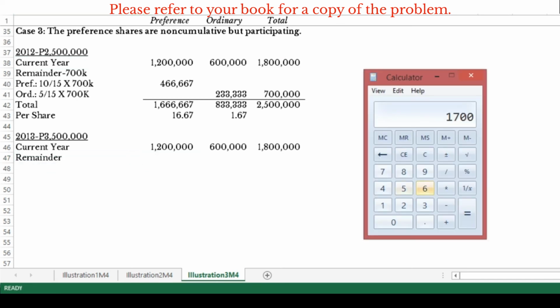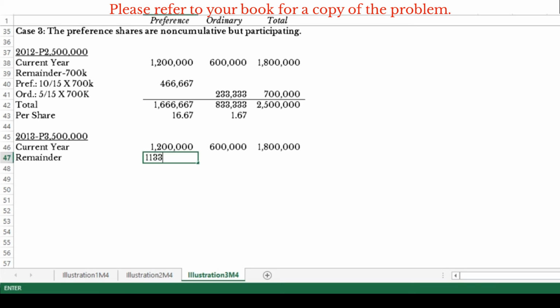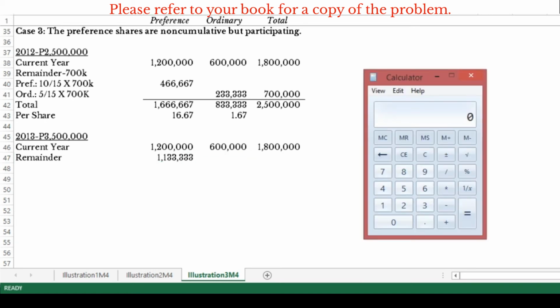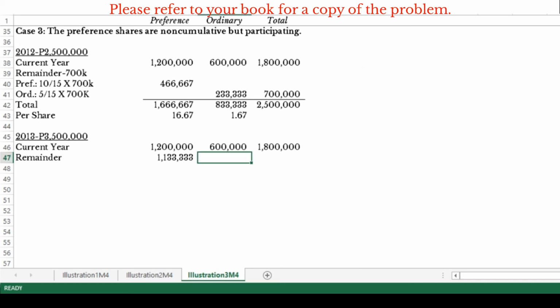For ordinary shares, or preference shares muna tayo, di ba? For preference shares, 1.7 million times 10 over 15. Yan yung share niya, 1,133,333. Then, for the ordinary shares, di ba, we have 1.7 million times 5 over 15. So that is 566,667. So ang total niyan, of course, is 1.7 million.